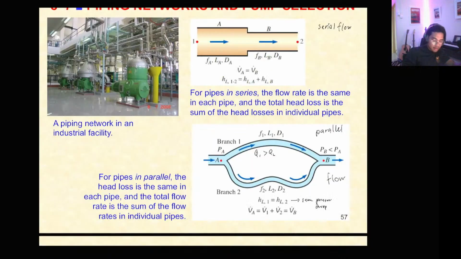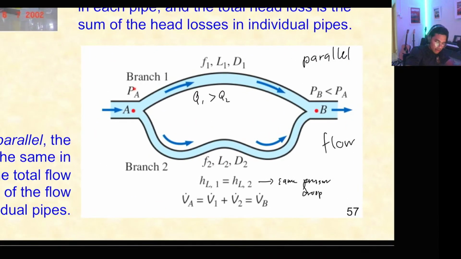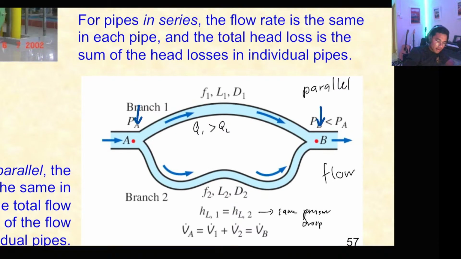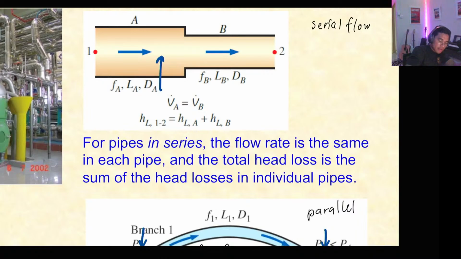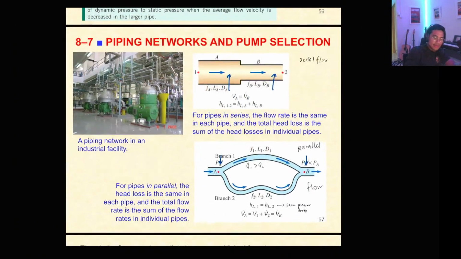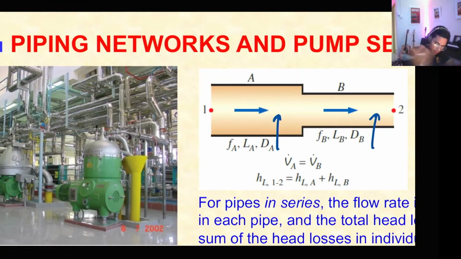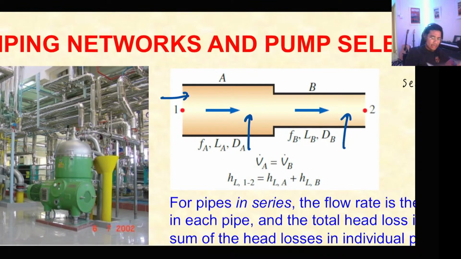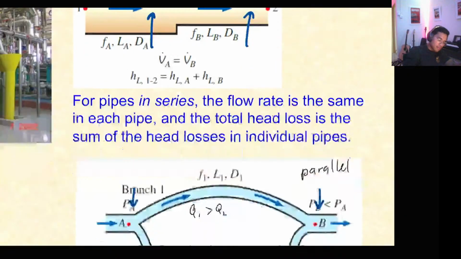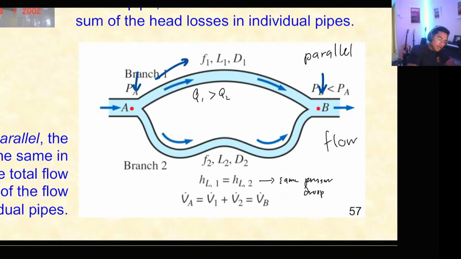What does that mean? It means that the head here must be equal to the head here, but the head here can be different from the head here. In comparison to the flow rate, since there's only one pathway, the flow rate must be the same. But for this one, the flow rate is different, because there are two different paths. All right.